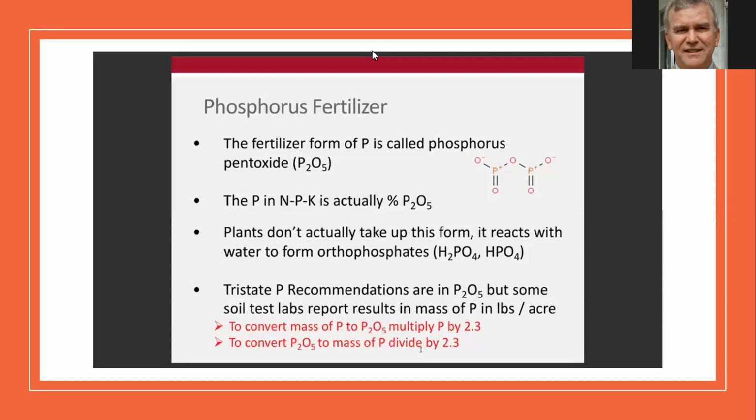The final bullet point here is a point that's made from a laboratory. Tri-State is a laboratory. Phosphorus recommendations are in P2O5. So this is the main point there: when you get a lab recommendation for the amount of P, or phosphorus, that you should be delivering to your crop, the lab will give you the report in the amount of P2O5 that you need to deliver to the field. Next slide.